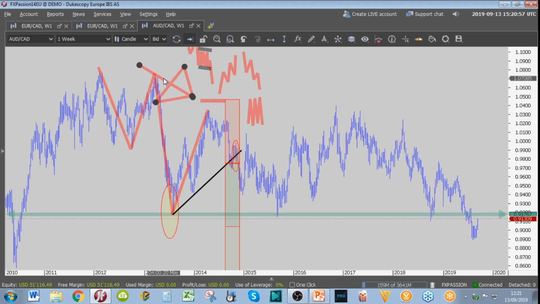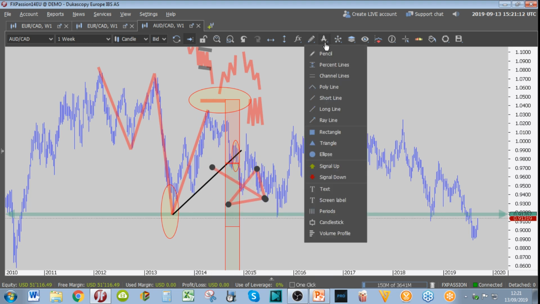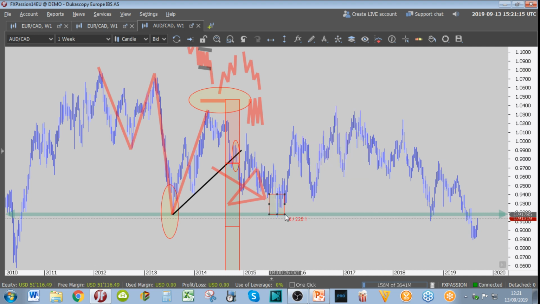Okay, now back to the stop loss. This is the most useful lesson that you can learn, where to put the stop loss. Okay, now Annie and Silas and Miguel, they took profits in here, right?